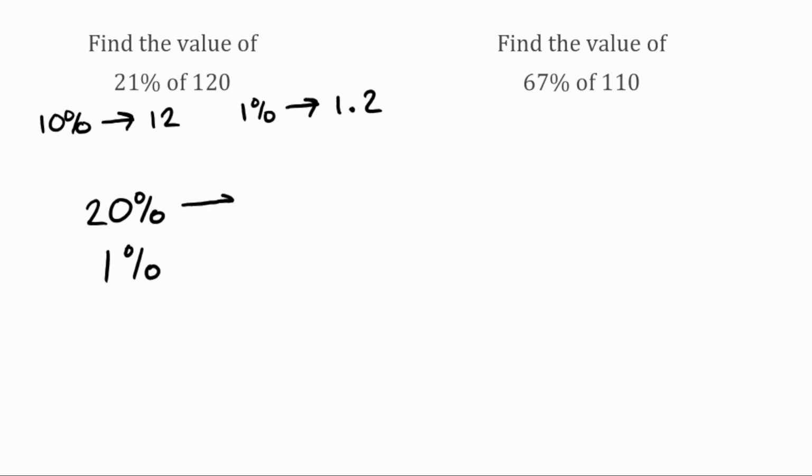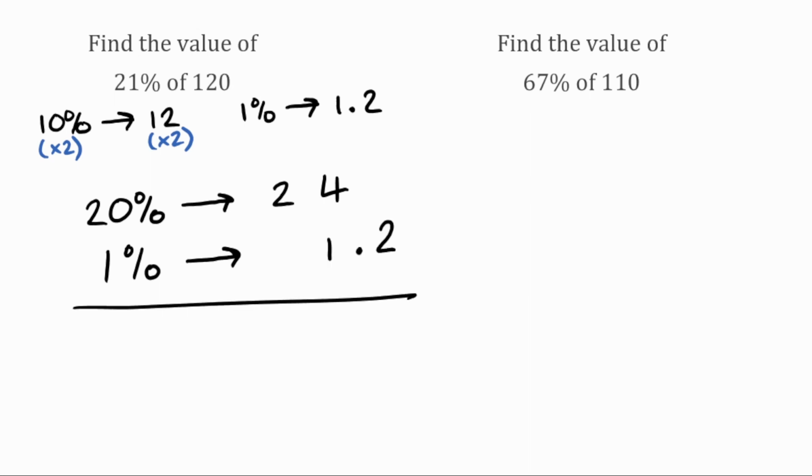So now to figure out 20%, we're going to take our 10% that we figured out earlier and we're simply going to multiply that by 2. And because I've multiplied the left-hand side by 2, I'm going to do exactly the same to the right-hand side. So we've now got 12 multiplied by 2, which would give us 24. We then need 1%. Well, we've already figured that out to be 1.2, so I'm just going to write that underneath.